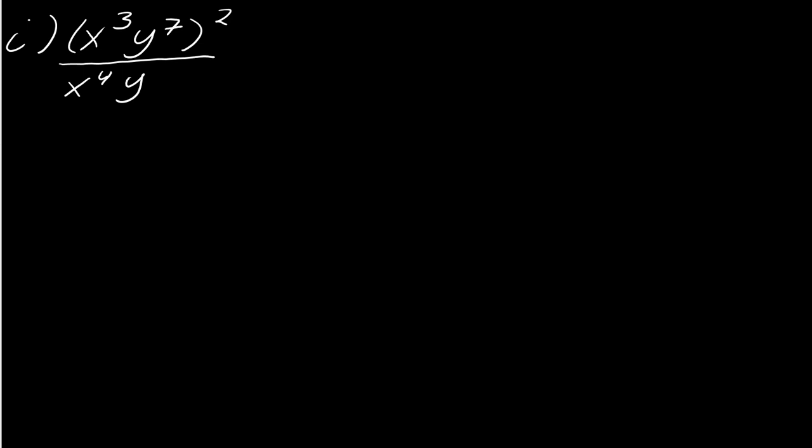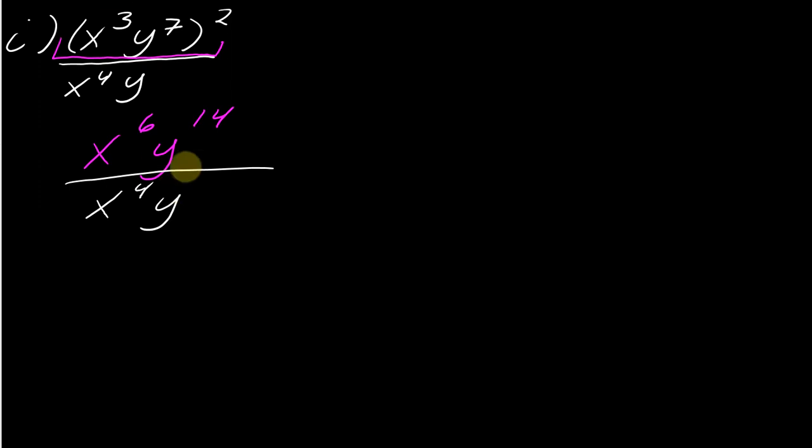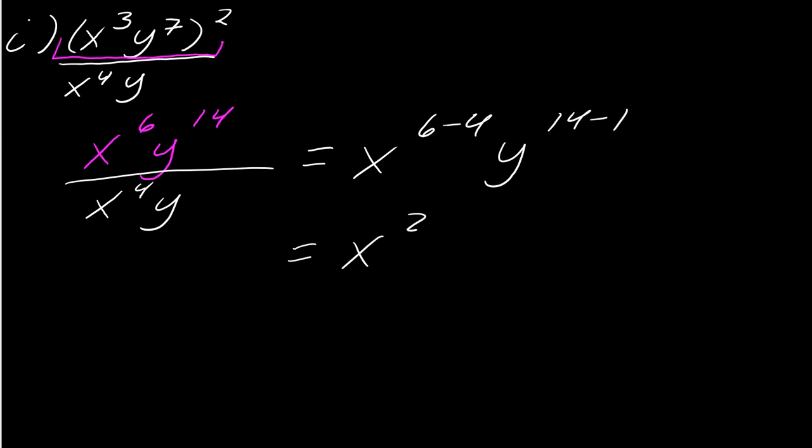Okay, so for I here, thinking about the same argument we were just making about the order of operations, we're going to have to start with this top piece because we've got the parentheses and the exponent. If I start there, that will be x to the 6th, y to the 14th, just multiplying each of those exponents by 2. Then I can take into account this bottom part. Now I can cancel out some x's and some y's. So I take x to the 6th minus 4 and y to the 14th minus 1. So this is x squared y to the 13th.